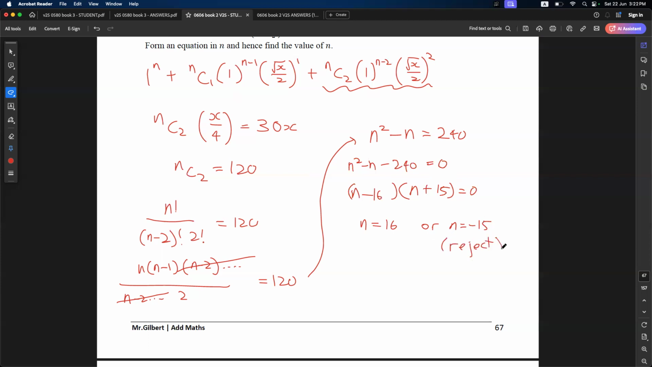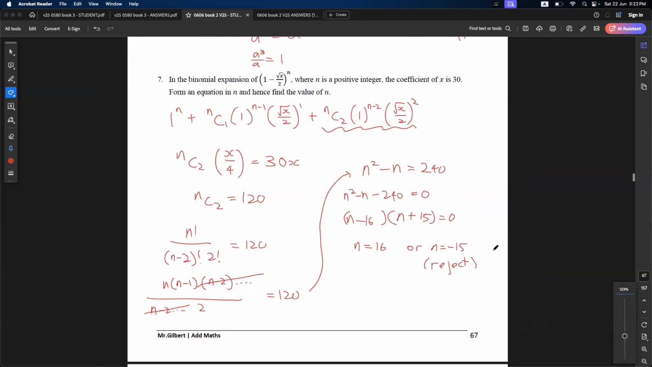Guys, when you write this, listen up, everyone. When you get this answer, you must write reject. Without reject, you lose 1 mark. Okay, done already. That can be it for today.